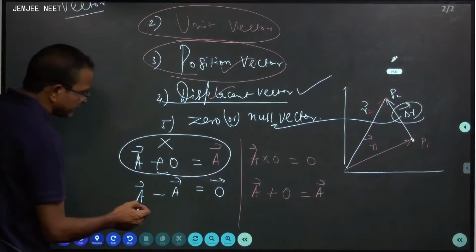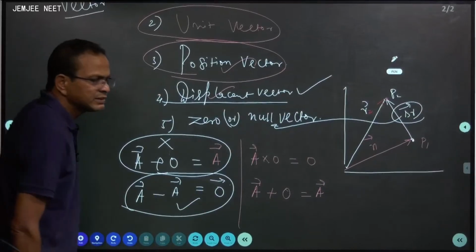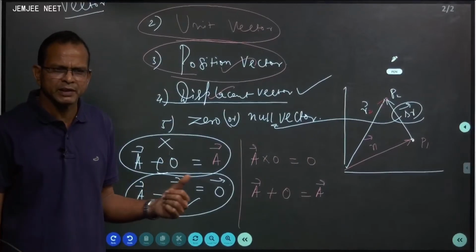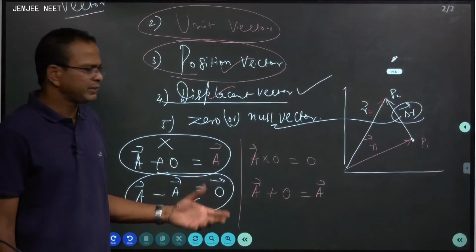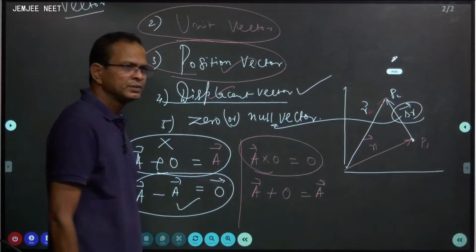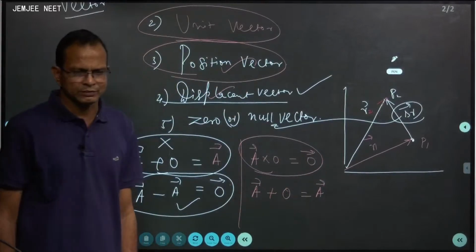A vector minus A vector, it's perfect. You call it a zero vector, therefore it became right. Had you called it a simple zero, it would have been wrong. A multiplied with 0 must be a zero vector, not a simple 0.